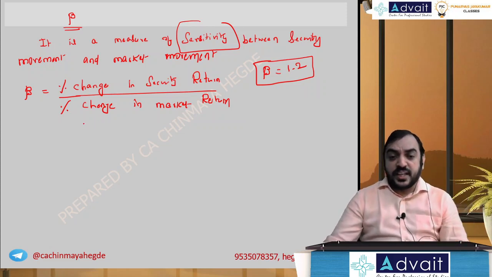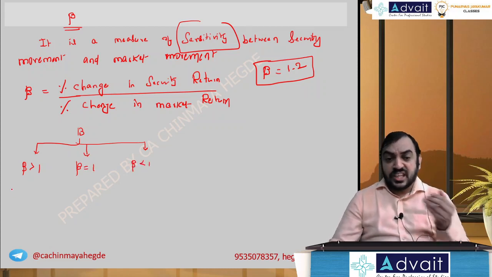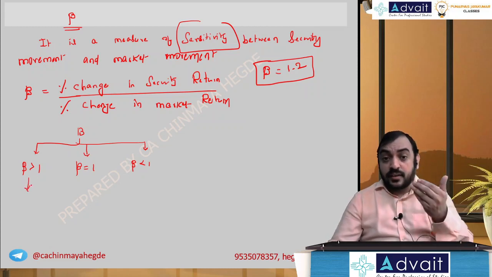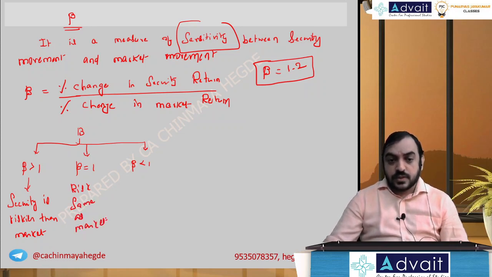So beta, we can interpret in different ways like this. Beta can be more than 1, or beta can be equal to 1, or beta can be less than 1. If beta is more than 1, that means the security return movement is faster than market, or you can say security is riskier than market. Beta equal to 1 means security risk same as market, whereas beta less than 1 means security is less risky than market because movement is small, no?